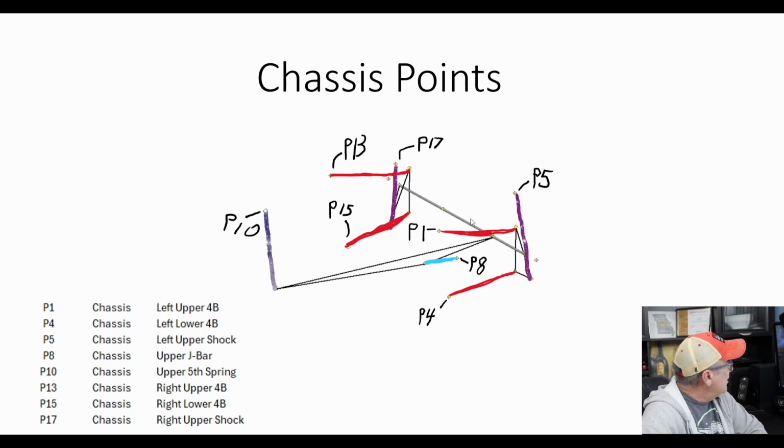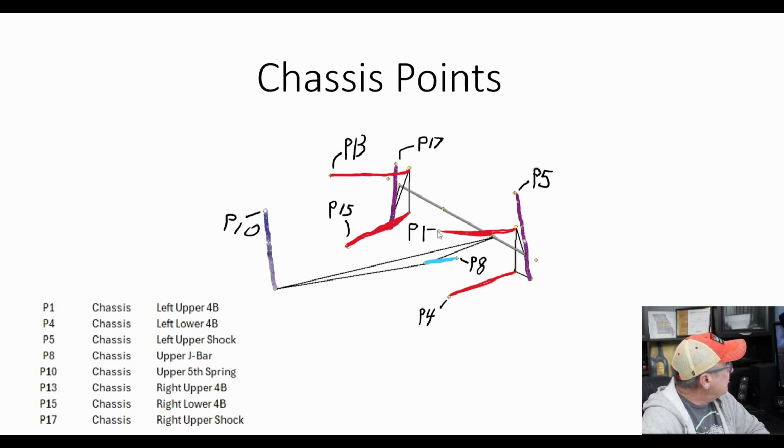So we have point 1 on the chassis, where the upper 4-bar link mounts on the left side. Point 4, and don't mind that these numbers are not in sequential order. That's just the way my numbering system worked out. It doesn't really matter as long as there's a very clear definition of what that point is. You could call it anything.